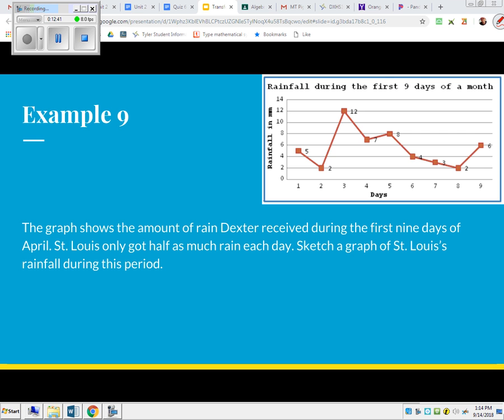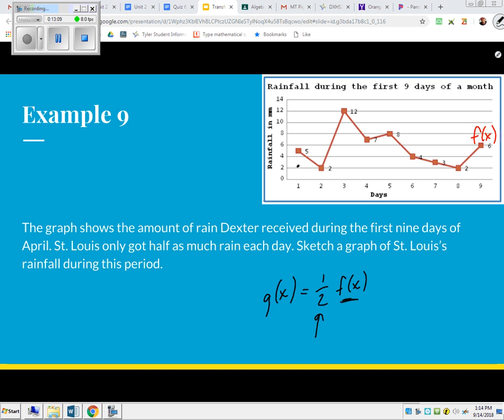So let's just let this red line up here be f of x. That's the amount of rain Dexter received. And I'm going to put another line underneath it, g of x. That'll be St. Louis's rainfall. And so we know in order to get it, I'm just going to have to come through manually, take the 5 and then take half of it, knock it down to 2.5. I'm taking all these y values, or all these f of x values, and multiplying them by 1/2.